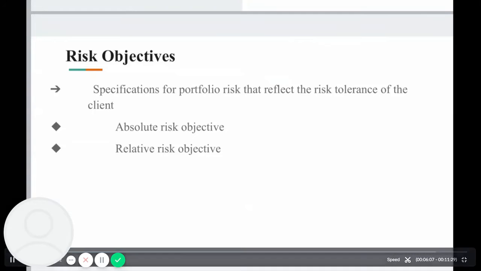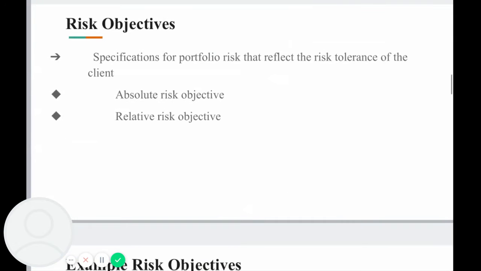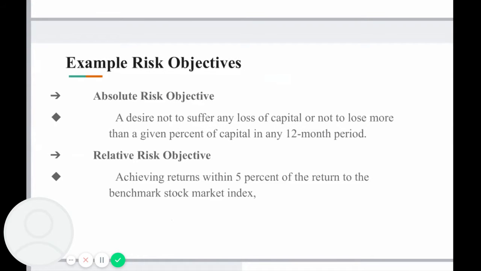So let's describe the risk objectives of a client. A client's risk objectives can be stated in two forms: absolute risk objective and relative risk objective. For example, a client may desire not to suffer any loss of capital in the next 12-month period, or a client may desire not to lose more than 10% of the capital in the next 12-month period. This type of risk objective is an absolute risk objective.